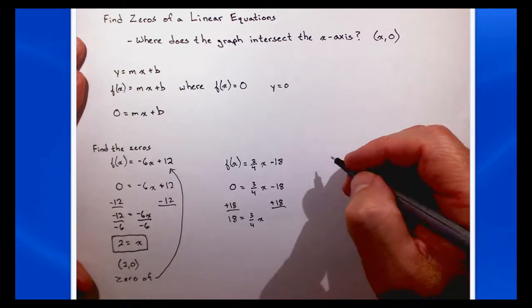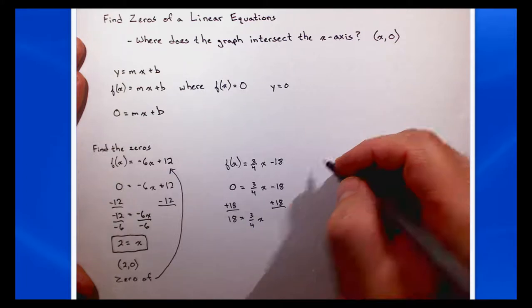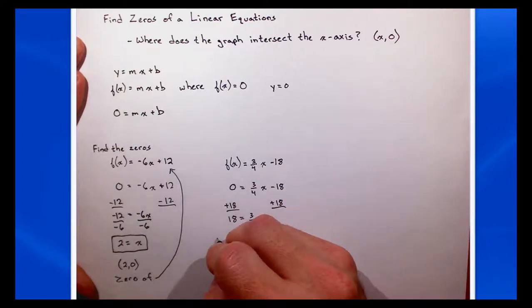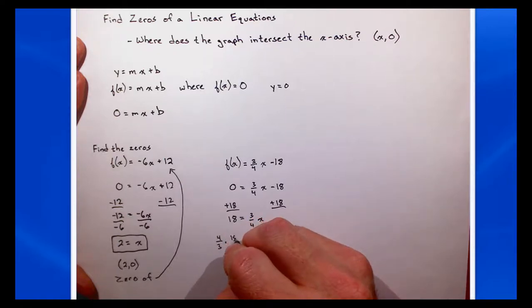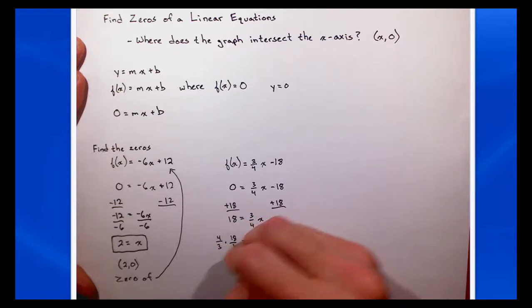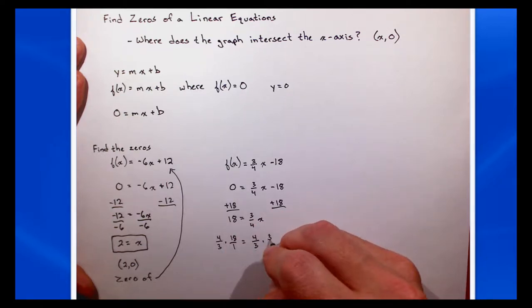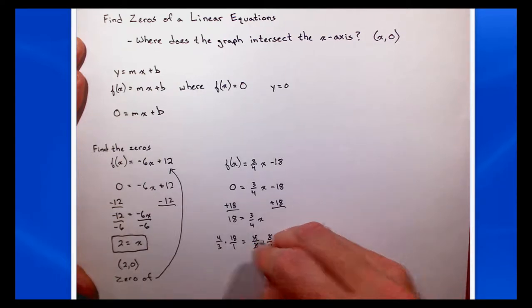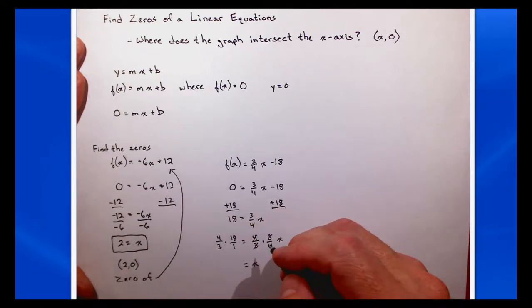Add 18 to both sides. I can multiply by the reciprocal to cancel out 3/4. So what I will say is, and I'll rewrite it here, 4/3 times 18, and I'll put it over 1 to help us be able to see and visualize. And then 4/3 times 3/4 equals x. See, these cancel out, leaving me with just x. That's why I multiplied by the reciprocal.